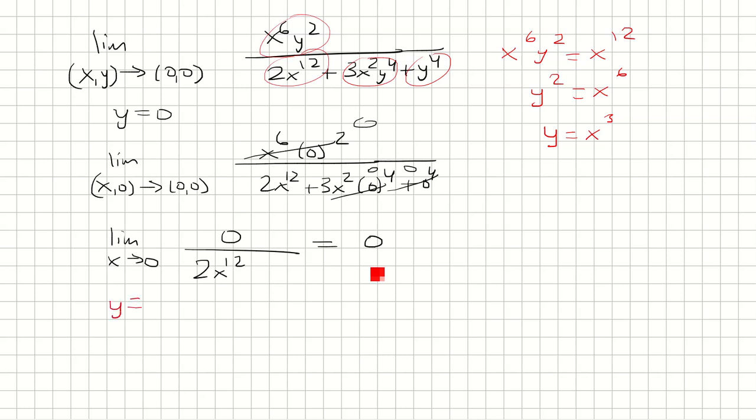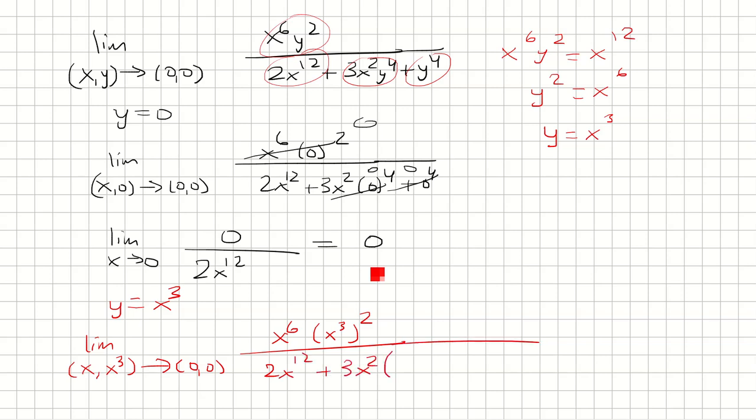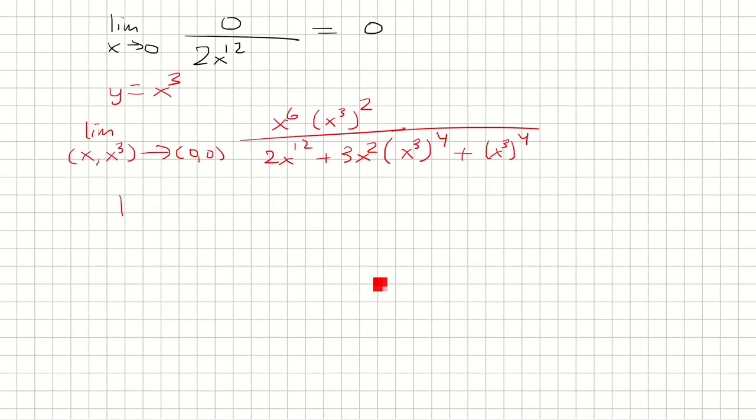So let's go along the path y equals x cubed. So you have the limit as x comma x cubed approaches 0, 0. And we have x to the 6th times y squared, but y here is x cubed, over 2x to the 12th plus 3x squared, and then y is x cubed to the 4th, plus x cubed to the 4th. This reduces to just the limit as x approaches 0. We have x to the 6th times x cubed squared, which is x to the 12th. And then x cubed to the 4th, you just multiply the exponents, that's x to the 12th.